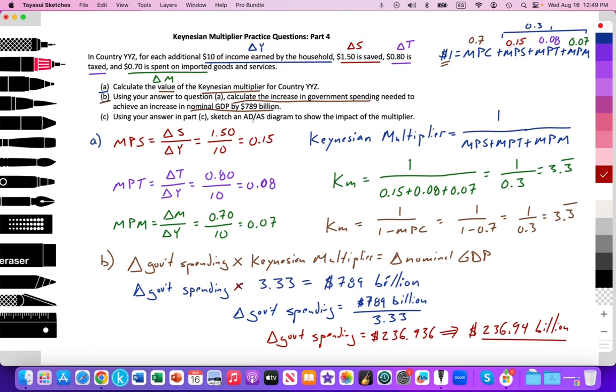In the next video, which will be linked below, we'll cover question C. We're going to draw, using an AD-AS diagram, the impact of the multiplier, fully labeled, which could also be asked of you on a paper 3 type of exam. So look out for that link.